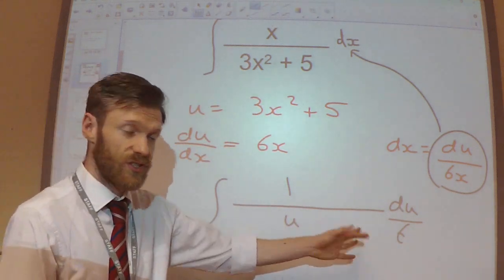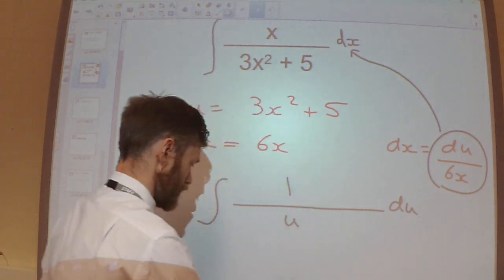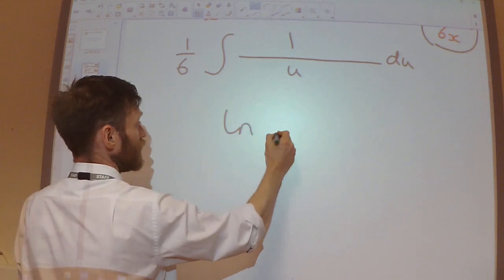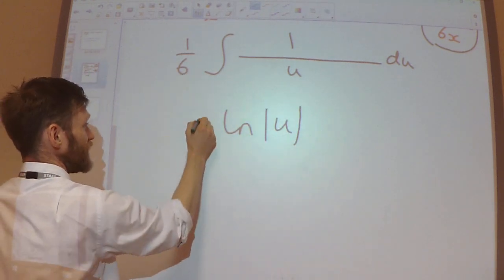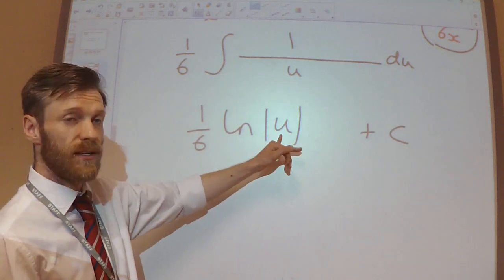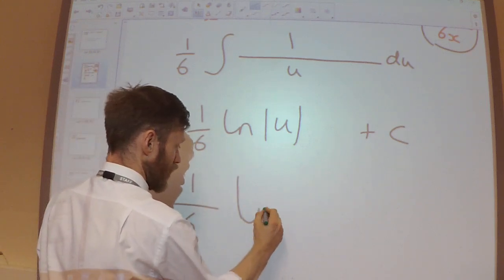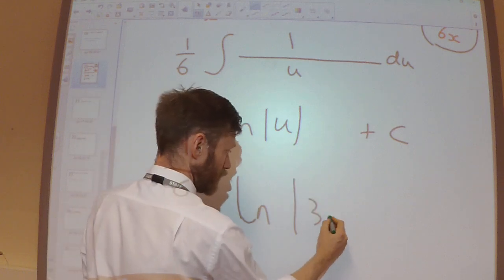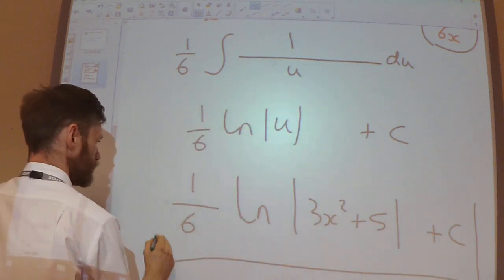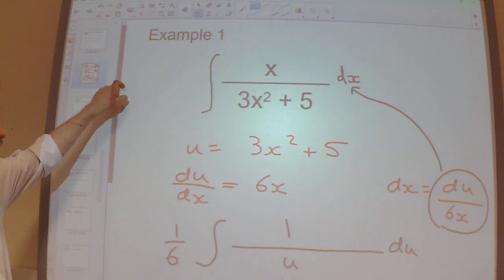Now, this is a really easy integral to do. Take the 1/6 outside, 1 over u integrates to be ln u, and I've got the 1/6 at the front, and then just replace the u with my original substitution, which was 3x squared plus 5. And there we go, that's my answer to this question.